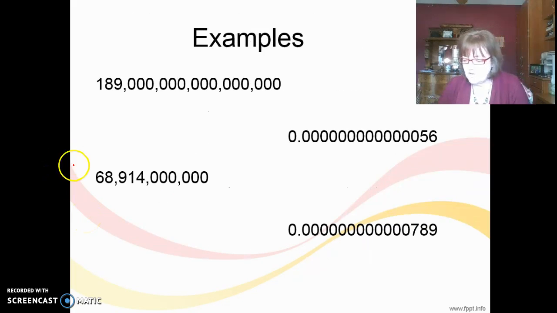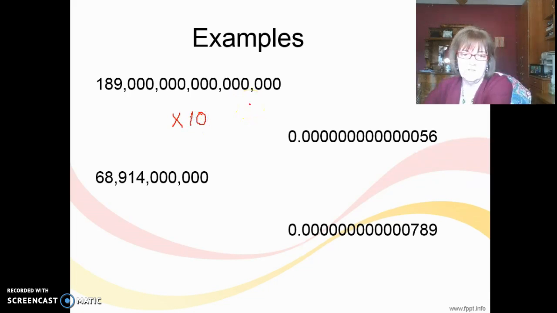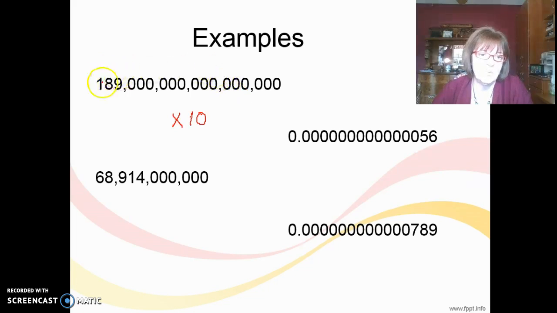Okay, we've got a few examples I just want to do for you. We're going to do them one at a time. Notice these two on the left are big numbers. So that means our exponent on our 10 is going to be positive. Now, take a look at our digits. Our digits are right here, 189. In order to make it between 1 and 10, I'm going to put my decimal point right there. So I'm going to do 1.89.